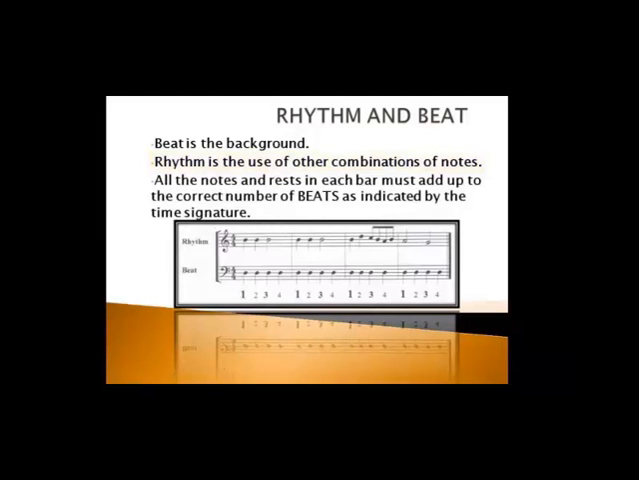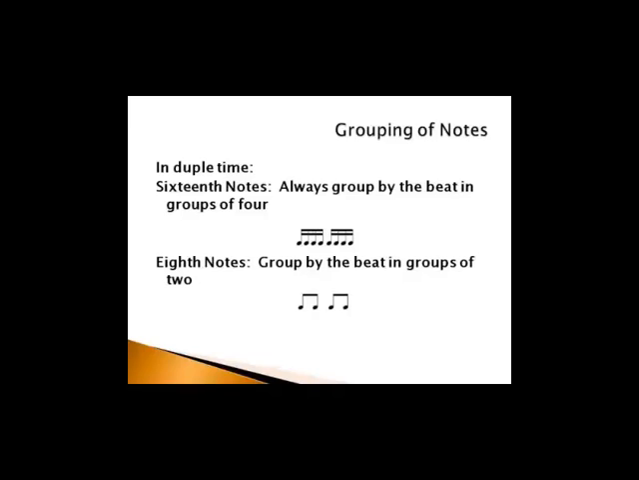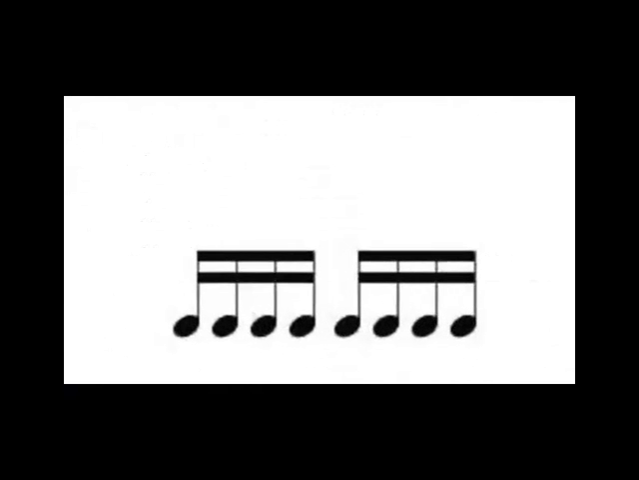One of the things that becomes very important is how you group your notes together. How you group your notes depends on the time signature. So if you're in duple time, remember duple time means you have the number 2 on the top. So that would be 2/4, 2/8, 2/2. You're going to group your 16th notes together by the beat in groups of 4. So you see how we have 4/16 and 4/16. The 8th notes are always going to be grouped by the beat in groups of 2.